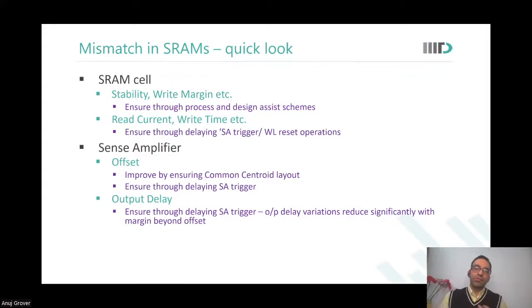So where all do we need to look at mismatch in SRAMs? We already talked about these things: stability, SNM, write margin, write time, read current. All of those places we look at mismatch. For those of you working on sense amplifiers, we would want to look at the mismatch or the distribution of offset. We would like to look at the distribution of output delay and so on.